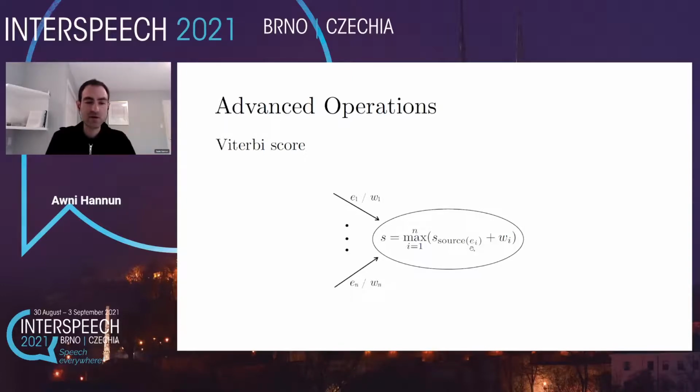The source of E sub I is the source node of the arc E sub I, and the S is the Viterbi score, and then the W is the weight of the ith arc. So we're just asking the question again, of all the incoming arcs to this node, which one gives us the maximum, where we're taking the maximum over the weight of that arc plus the Viterbi score of the source node of that arc. And that gives us the Viterbi score up to this node. And then to get the final Viterbi score of the graph, we just ask this question for the accept node of the graph.